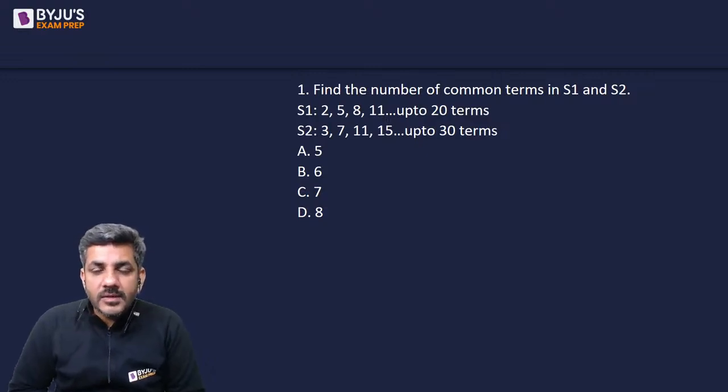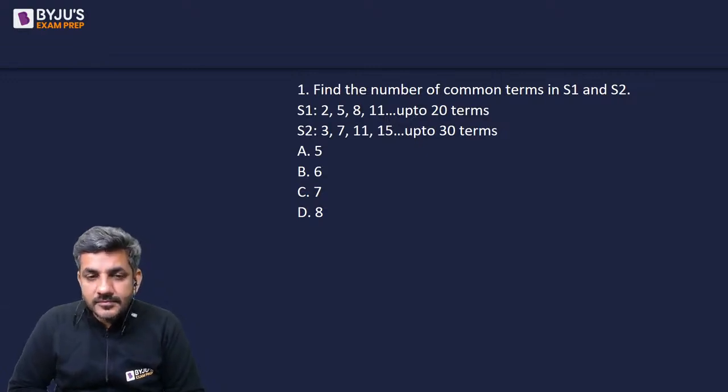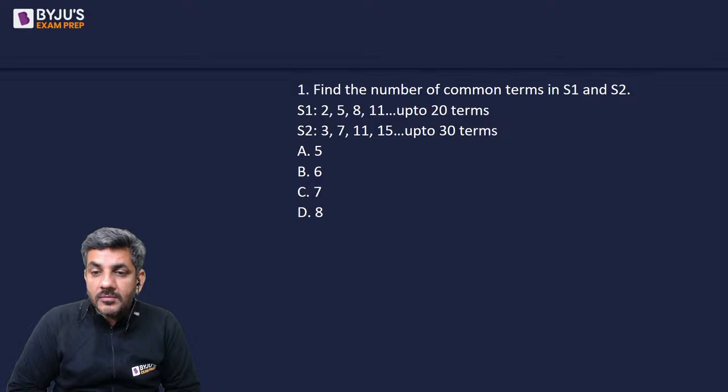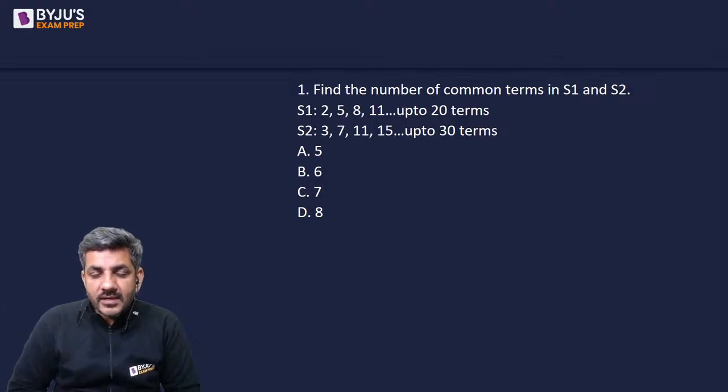Find the number of common terms in S1 and S2. The number of terms common in the two series S1 and S2. 2, 5, 8, 11 up to 20 terms and 3, 7, 11, 15 up to 20 terms.